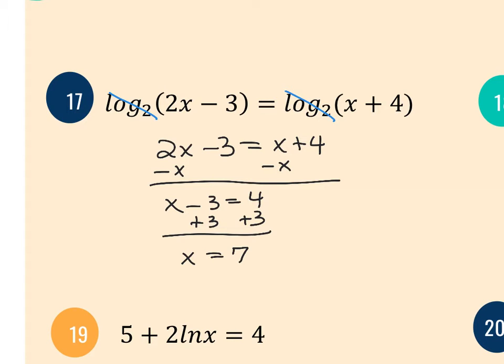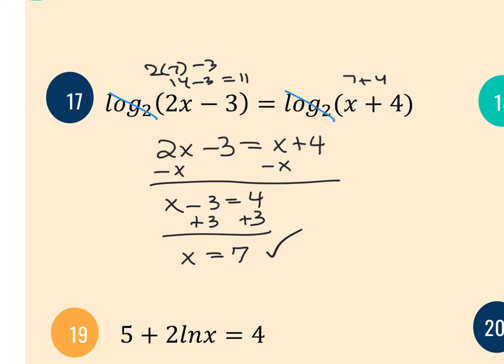And again, double check it. Do a quick 7 plus 4, that's 11, it's good. 2 times 7 minus 3, 14 minus 3 gives me 11. Either way, neither of them are negative, so x equals 7 is a good answer.